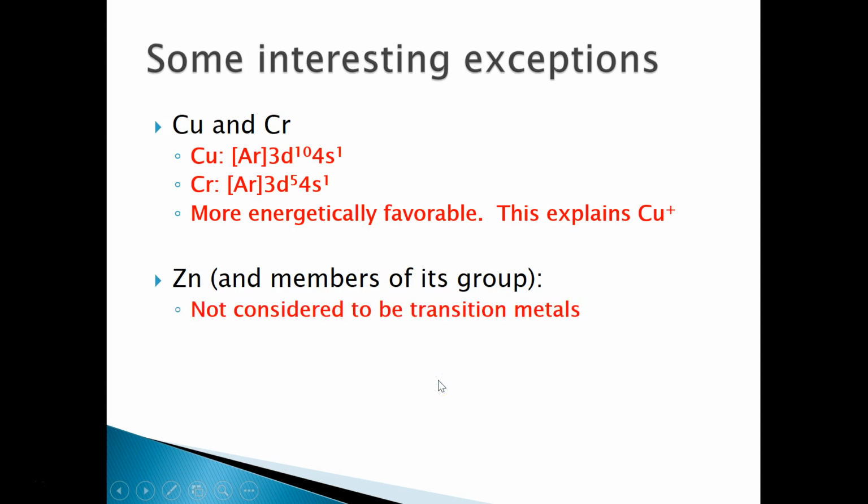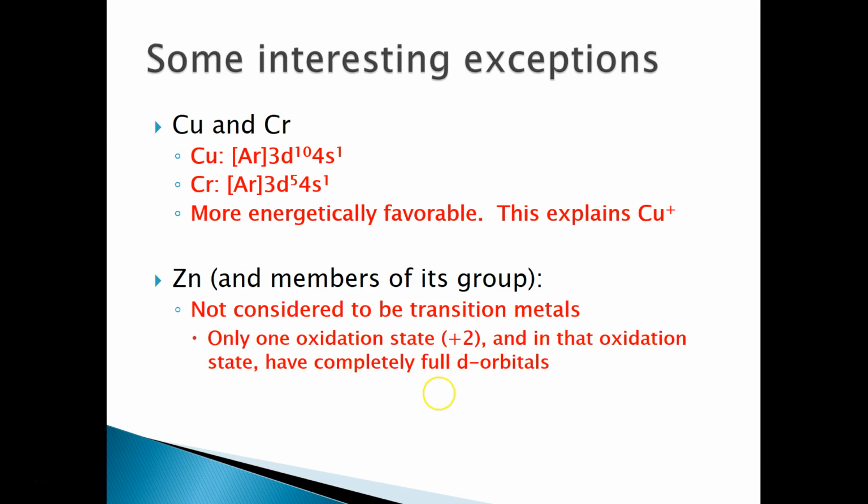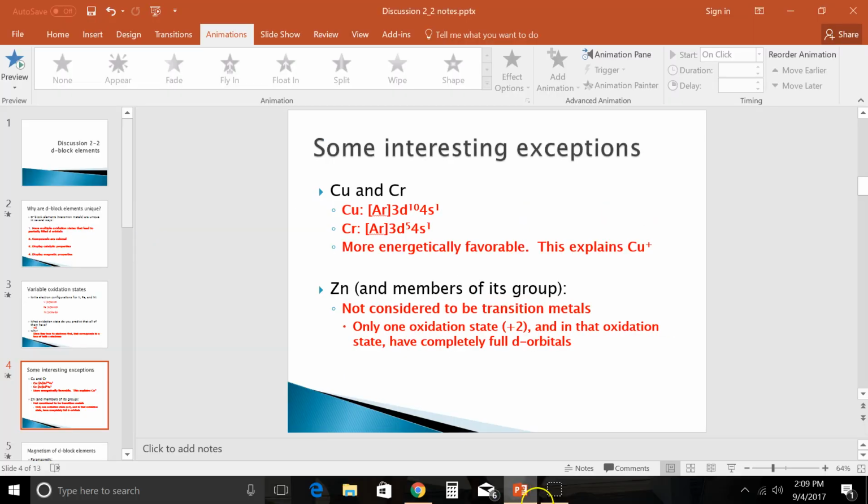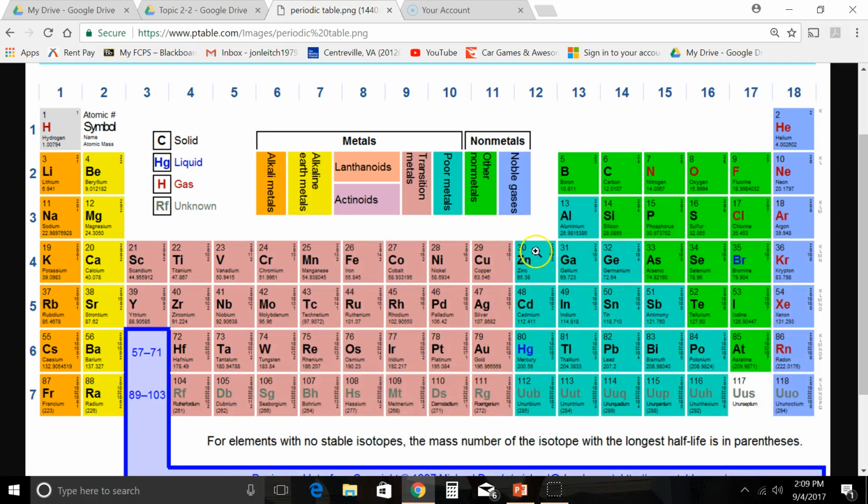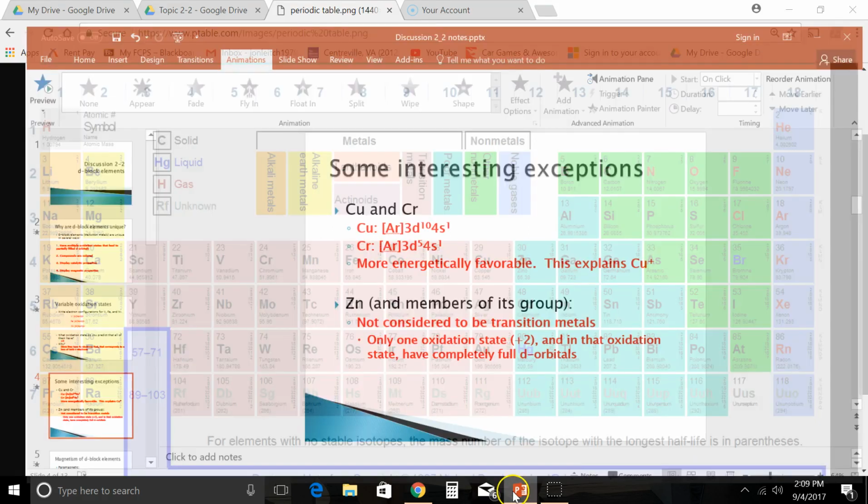Now, zinc and the members of its group are not considered to be transition metals, right? Because they only have 1 oxidation state, and in that oxidation state, they will have completely full d orbitals. We see zinc and the members of its group here are in the 10th spot in the 3d. So once it loses those 2 4s electrons, it will have a 3d sublevel, which doesn't like to be broken up.